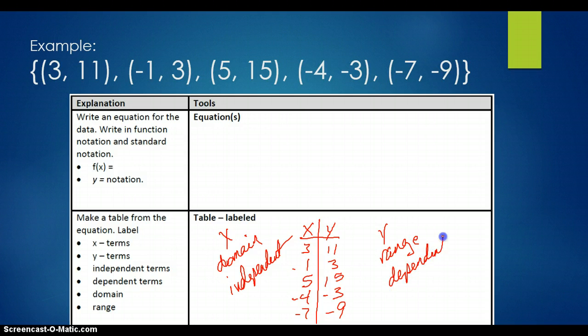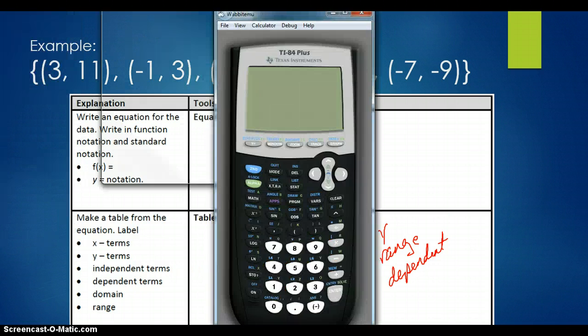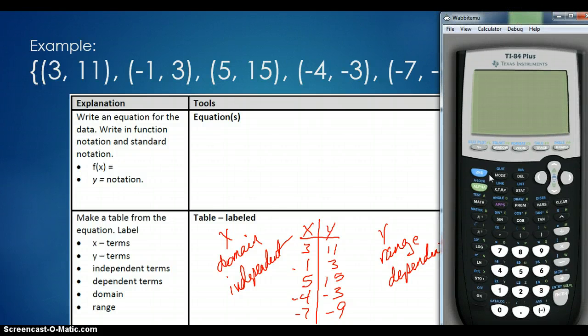And I promise you, you will be asked this question on the STAAR test. And if you know it, if you label it like this, you're done. You're good. And the next thing I want to do is get an equation to go with this. And you guys know that we have learned stat. We start here with stat and then edit.